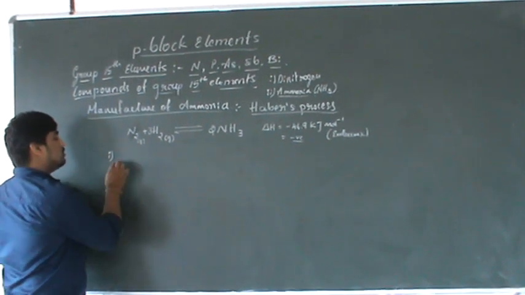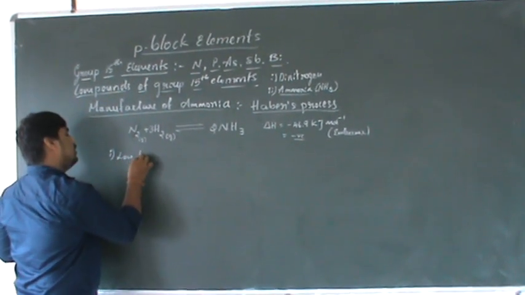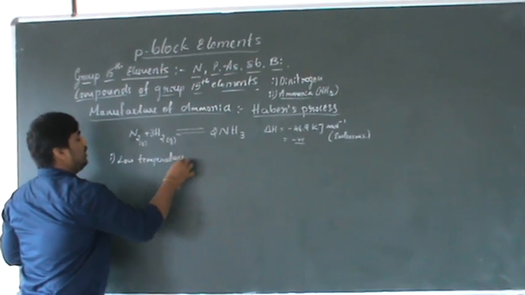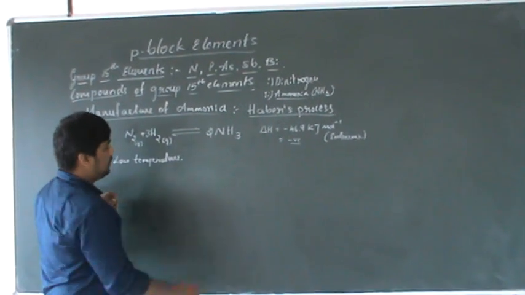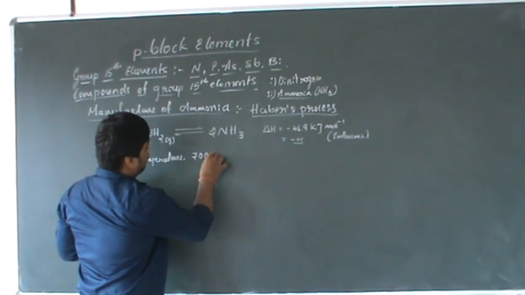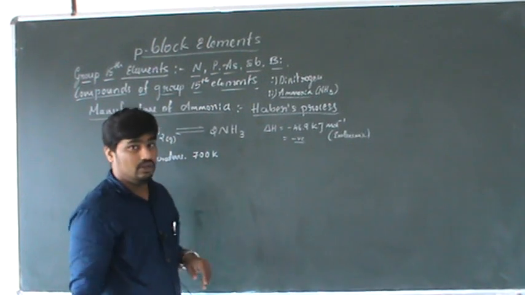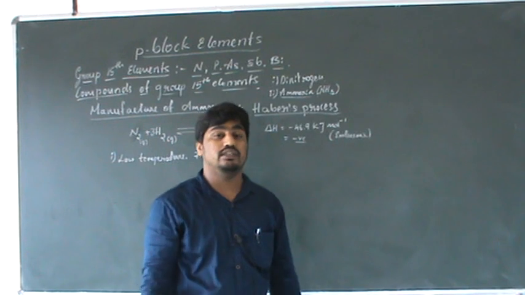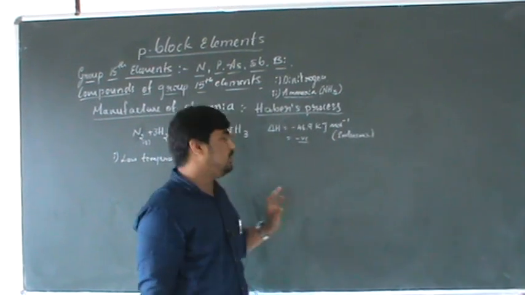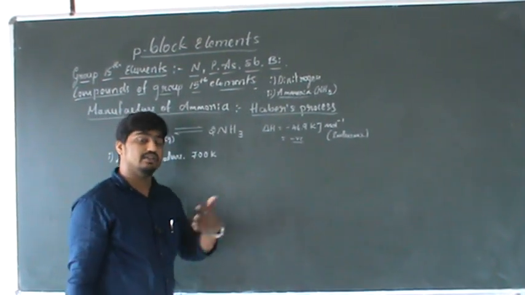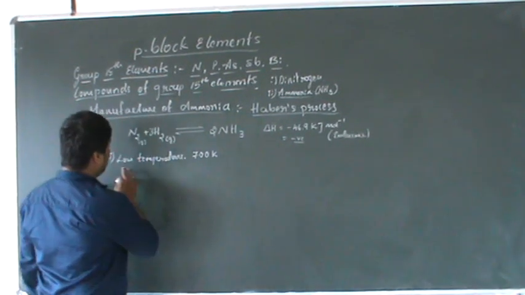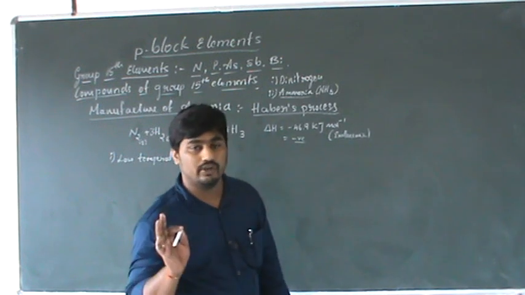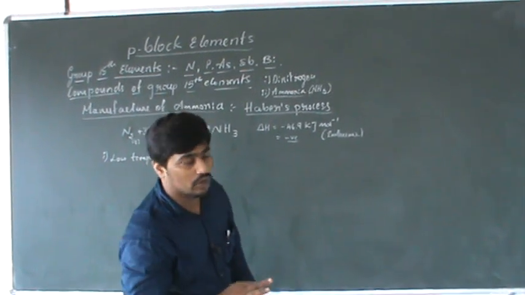First condition is low temperature. It is also known as moderate temperature. Low temperature, around 700 Kelvin. Then the question arises: is 700 Kelvin known as a low temperature? Yes, on the industrial scale, more than 800 Kelvin is considered a high temperature. Therefore, we call it a low temperature, or better, a moderate temperature. You should mention it in your exam also.